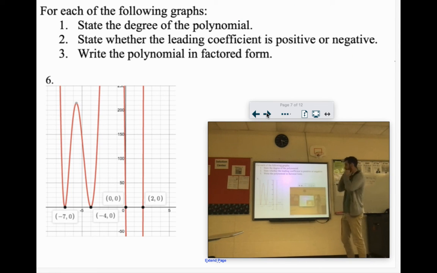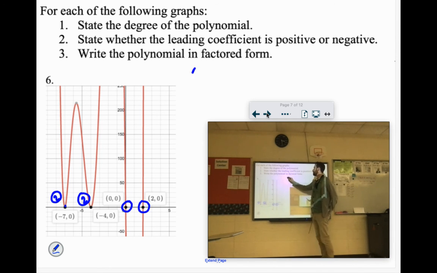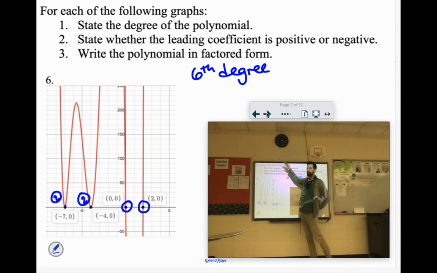Holy smokes. All right. So I see it hits the x-axis and then turns around, which means it has a multiplicity of 2. So there's 2 there. It does it again here, so there's 2 more. So we're at 4. Then it crosses, 5. Then it crosses again, 6. So it's 6th degree. And when it's even, it starts and ends in the same place. This starts and ends up top, which means the lead coefficient is positive.